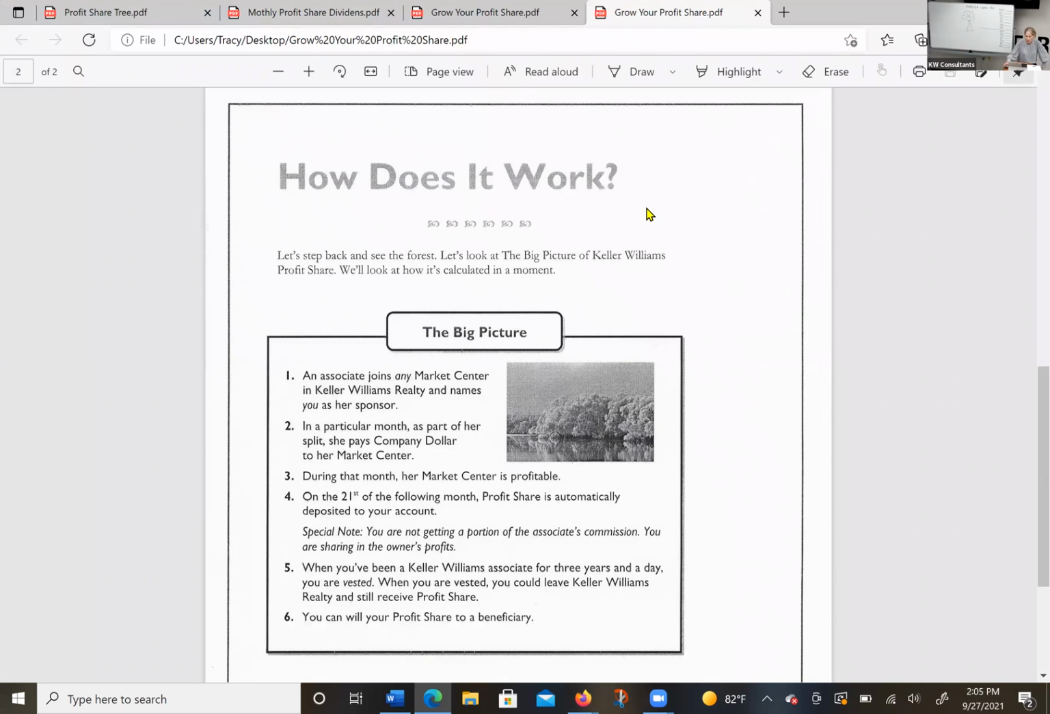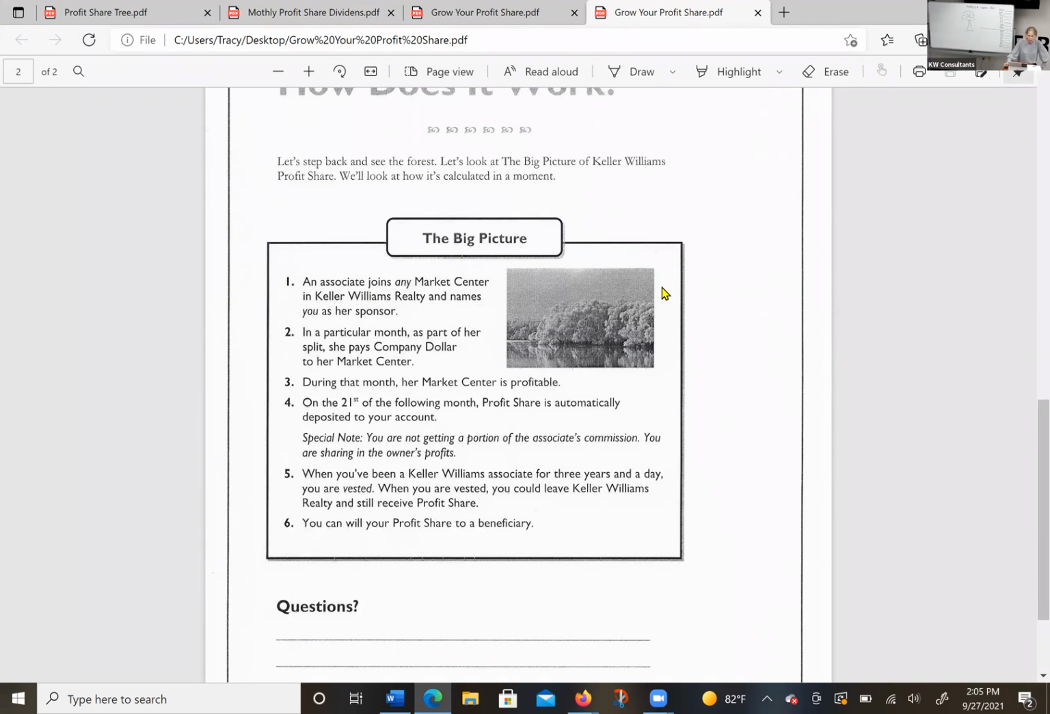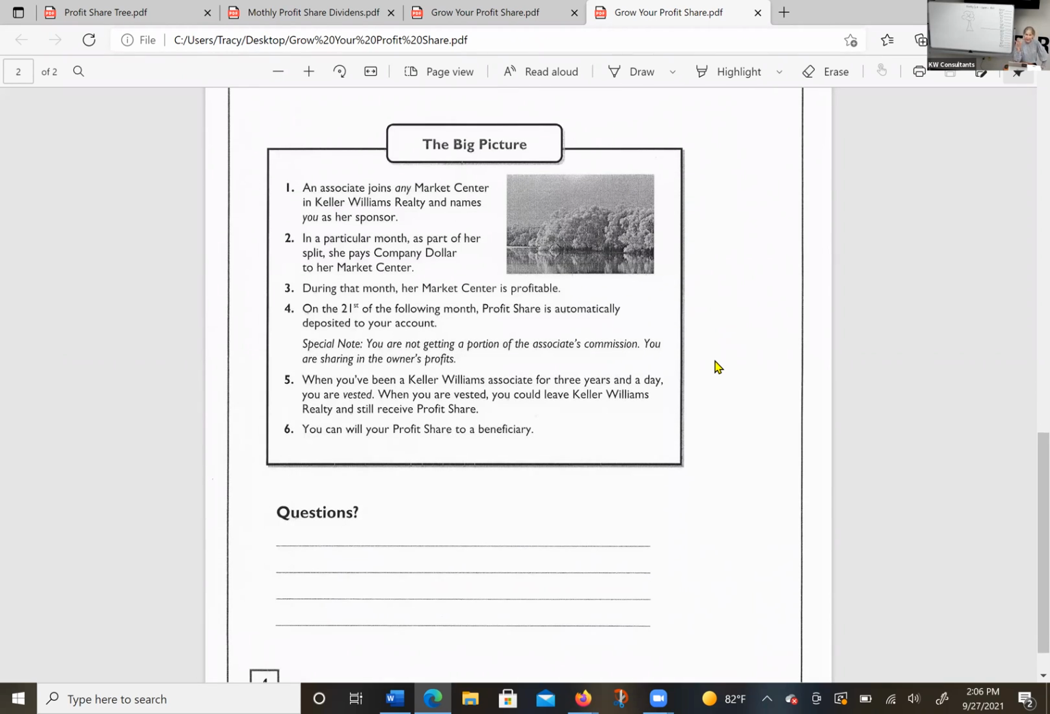How does this whole thing magically happen? And it does kind of magically happen. Your MCA makes it happen, and it's kind of a big step. But you're blessed to be in a company that actually shares half of the profits back with the agents, which is amazing. So the big picture is an associate joins any market in Keller Williams Realty and names you as their sponsor. A lot of people say, no, they joined another brokerage or another Keller Williams office so that I don't get profit share. Yes, you do.